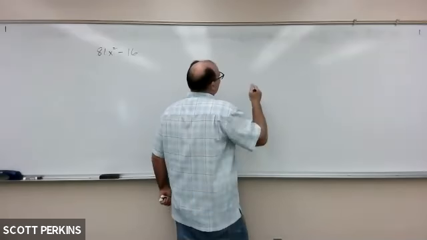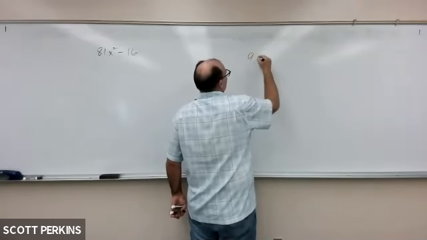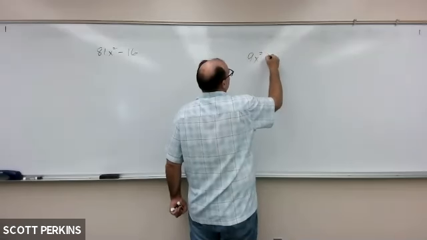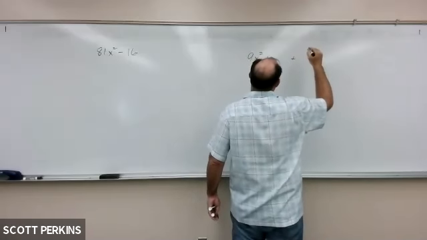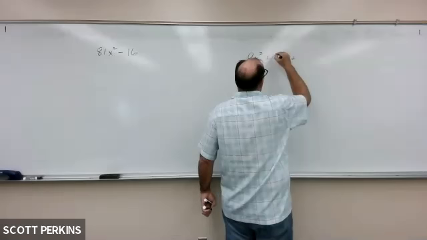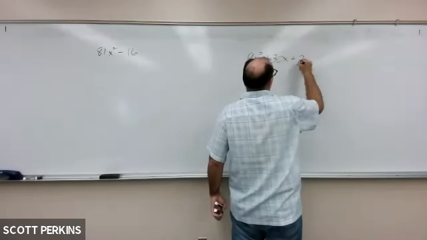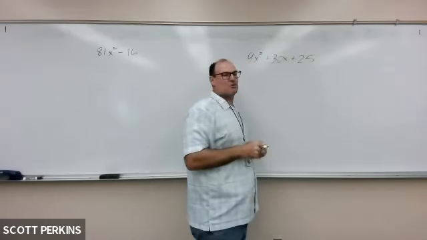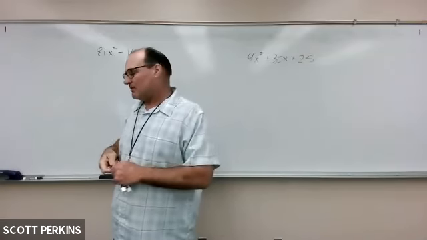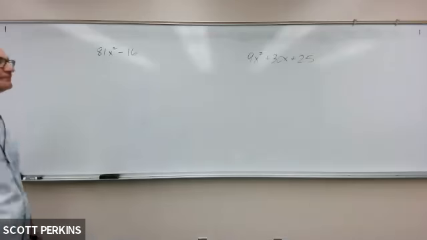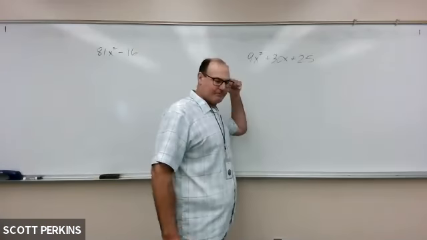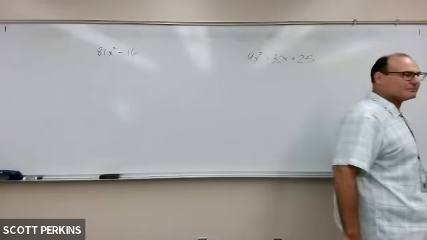And then the other one that we have is 9x squared plus, let's say, 30x plus 25. Okay, so two quick review problems of just the two things we've already done from section 5.3, and then we'll roll into the new stuff. So if you're watching the video, you do those two.